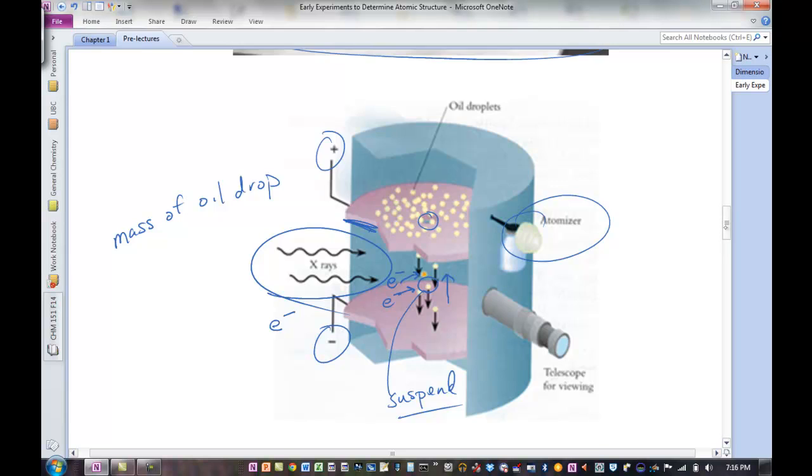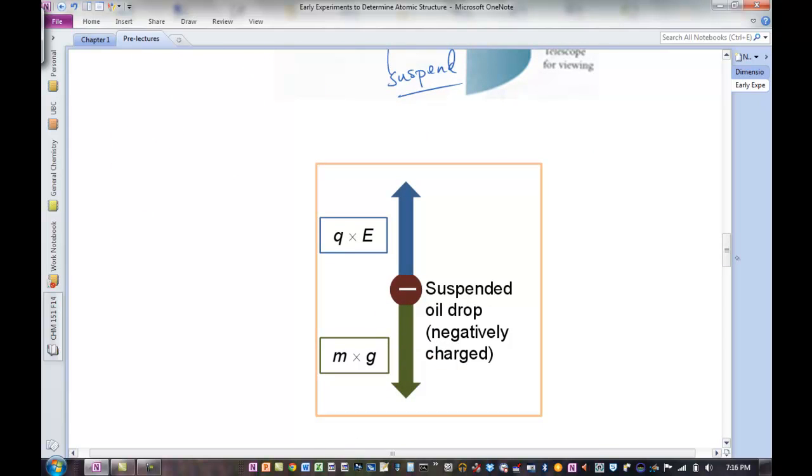The animation talks about this as well. Okay, so here are all the forces. Here's the applied electric field. Gosh, I must be hitting it with my hand. Sorry about that. I shouldn't get frustrated.